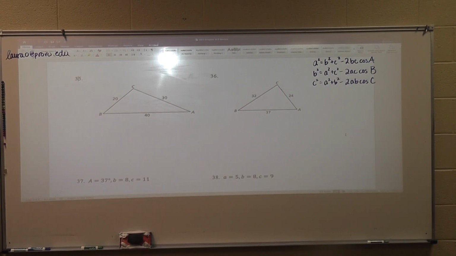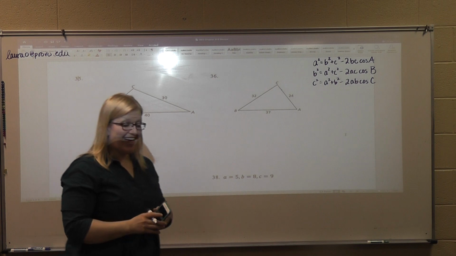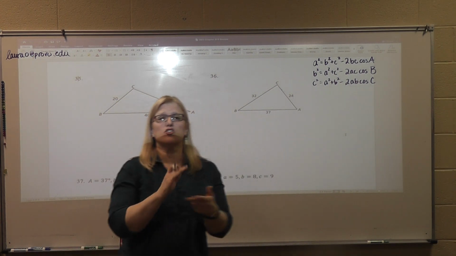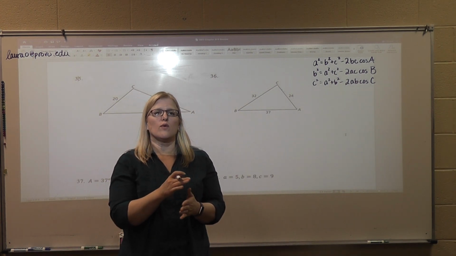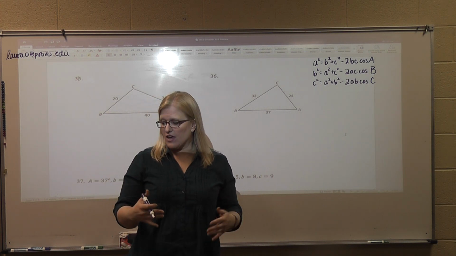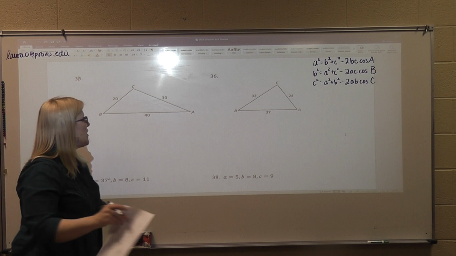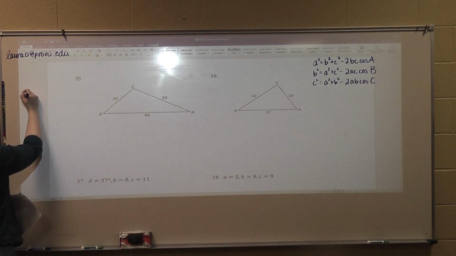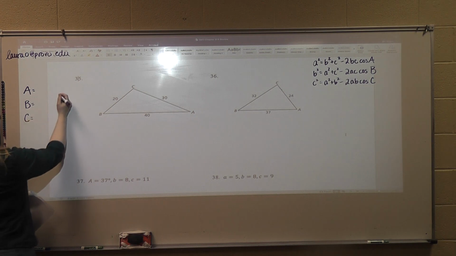Okay, numbers 35 and 36 are different in that we now have, instead of two sides and one angle, three sides. And that's all we need to find the angle and then to keep going from there. So, I'm going to set up my template. A equals, B equals, C equals.